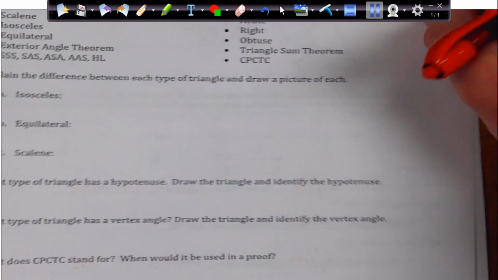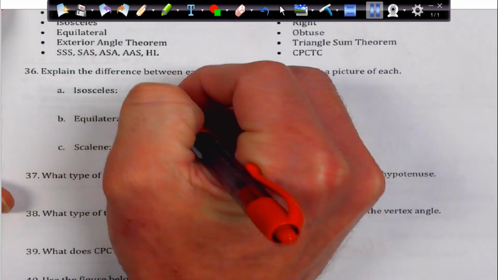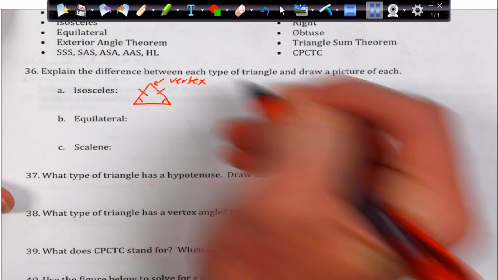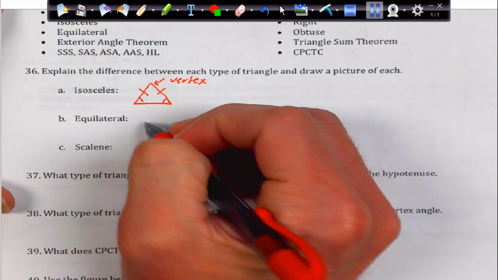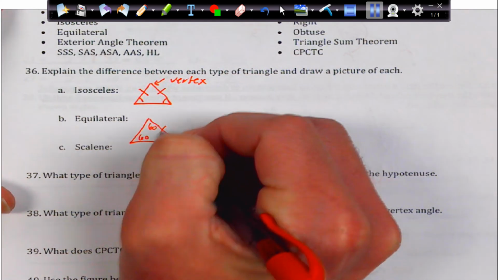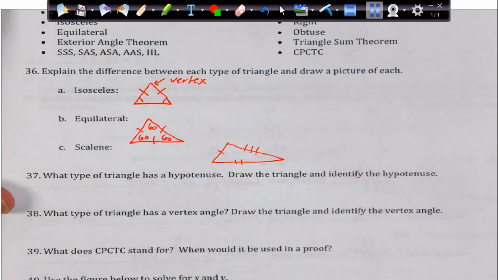Number 36, explain the difference between the types and draw a picture. So isosceles has two congruent sides with two congruent base angles and what we call a vertex angle. An equilateral has all congruent angles of 60 and all congruent sides. And the scalene has all different sides.